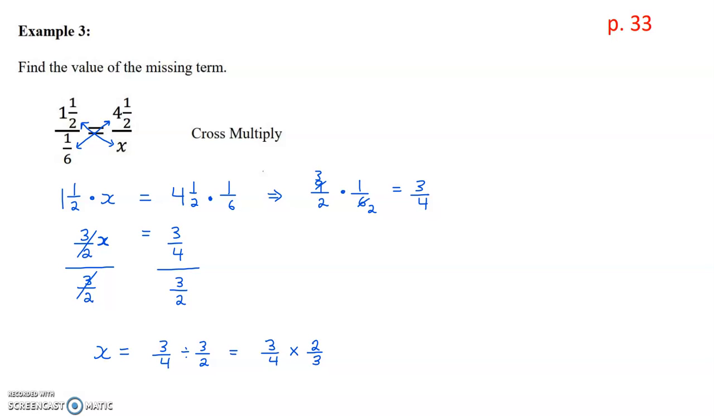I can do some cross-reducing here. 3 divided by 3 is 1. And then I've got a 2 and a 4 on the other side. So 2 divided by 2 and 4 divided by 2. So when we divide these numbers, we end up getting 1/2. So x is equal to 1/2.